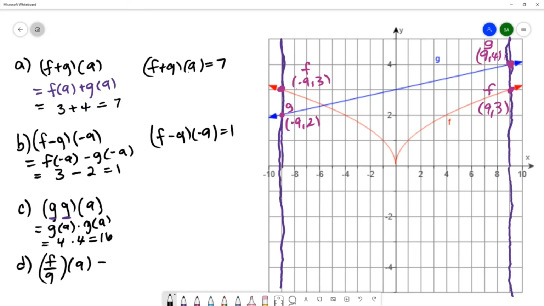And our final problem here is f over g of 9. That's f of 9 over g of 9. We've already got 9 marked on the graph. f of 9 is 3 and g of 9 is 4. So we found f over g of 9 to be 3/4.